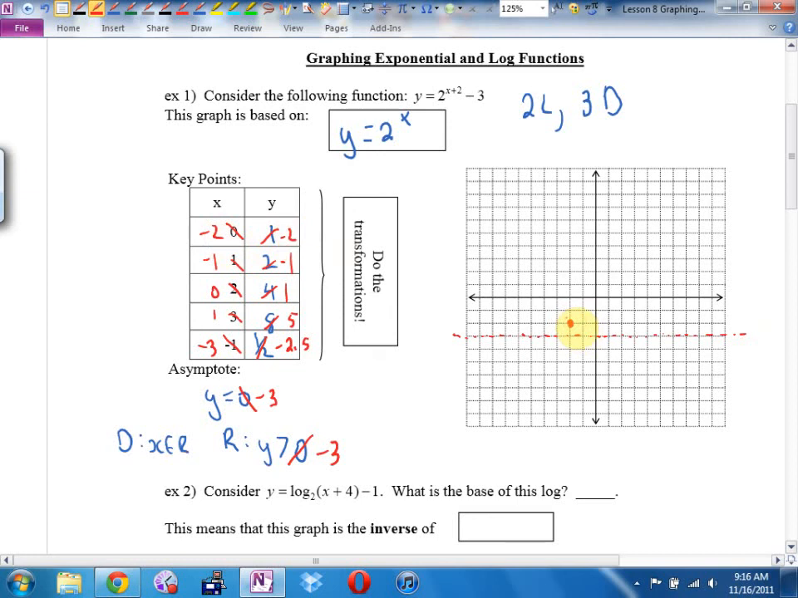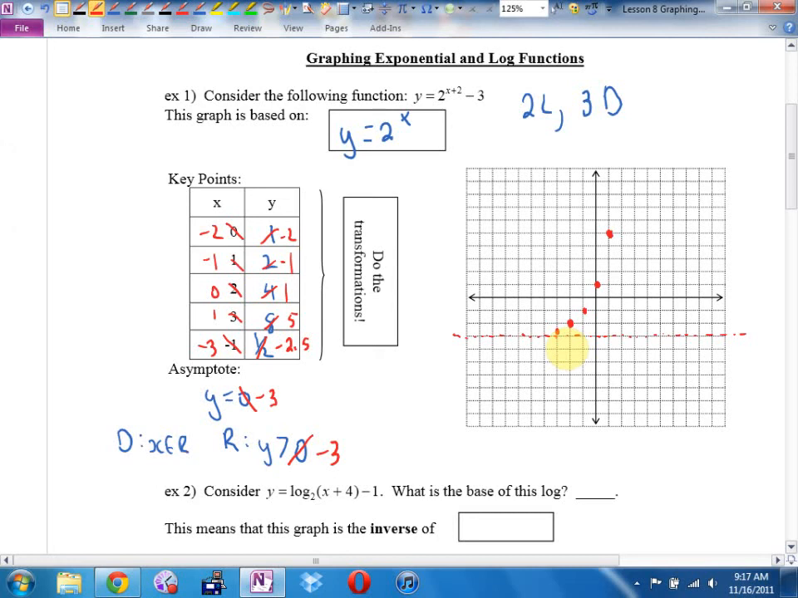Negative 1, negative 1. 0, 1. 1, 1, 2, 3, 4, 5. And also negative 3, negative 2.5. I'm going to argue those 5 points, if we remember what Kirsten's arms were doing, are enough to figure out the rest. Because what does every single exponential graph look like?